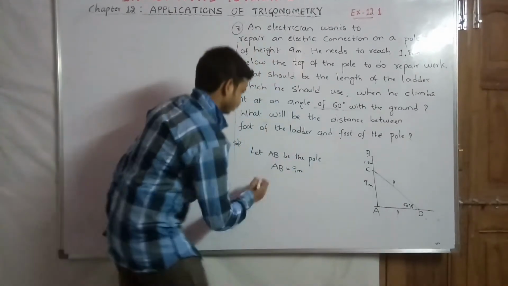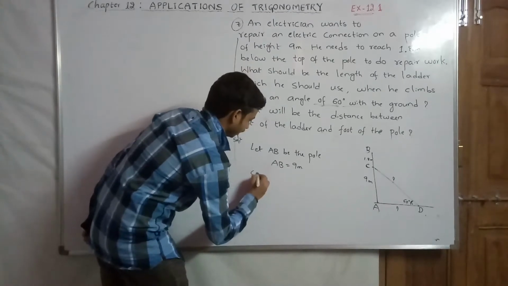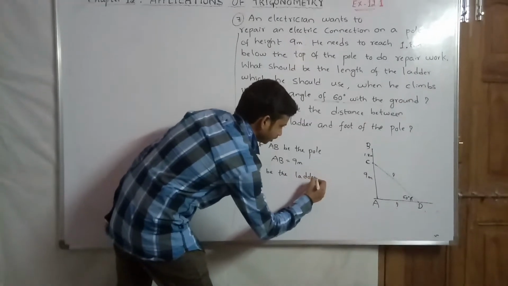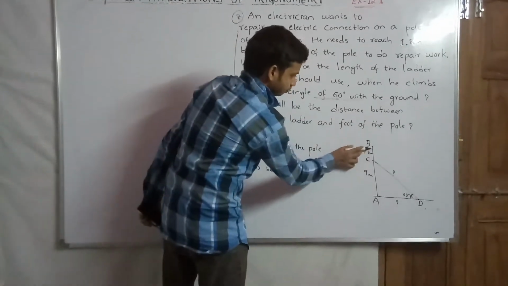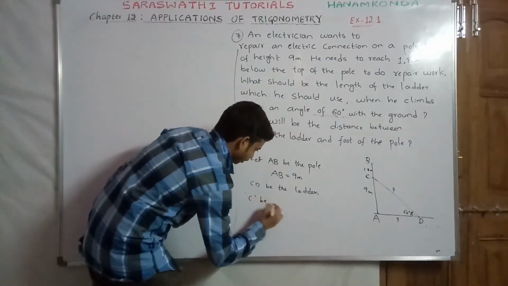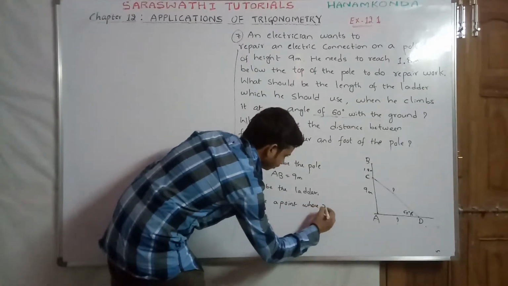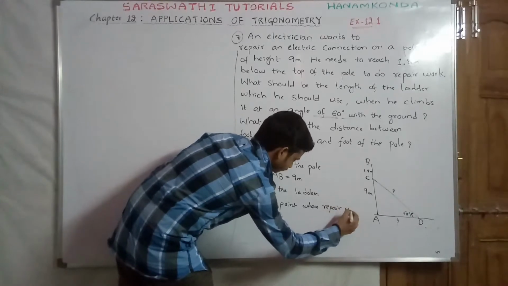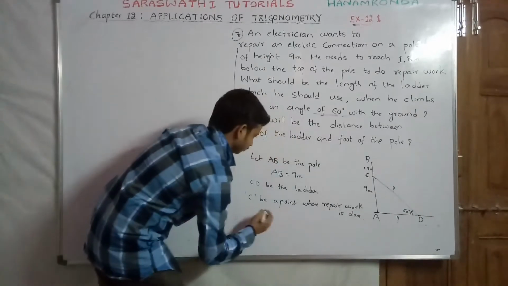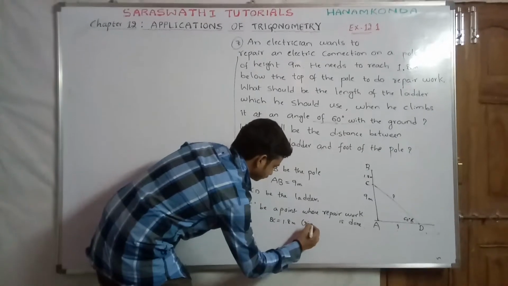So let AB be the pole and CD be the ladder. And C is the point where repair work is done. So BC equals 1.8 meters, given in the question.